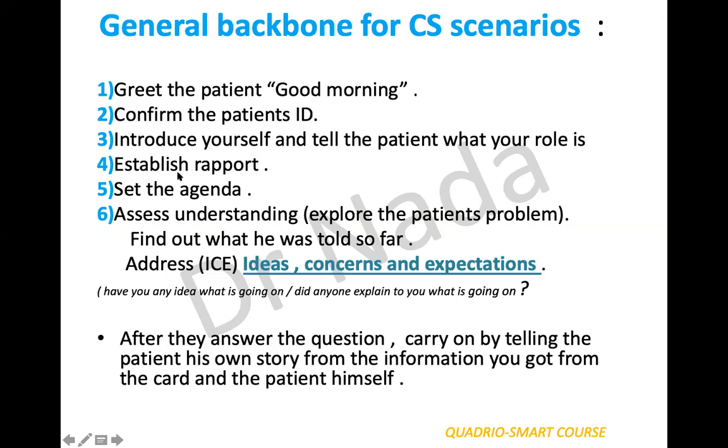Then you have number four, you have to establish rapport. Establishing rapport means that you ask them how they are doing now, how they feel. For example, how are you doing? This is in order to break the ice with the patient or surrogate and start a conversation between the two of you. Number five, you have to set the agenda. Setting the agenda means that you explain to them what the reason for this meeting is. For example, you're here today to discuss their management plan, or to discuss the results of their investigations, and so on.